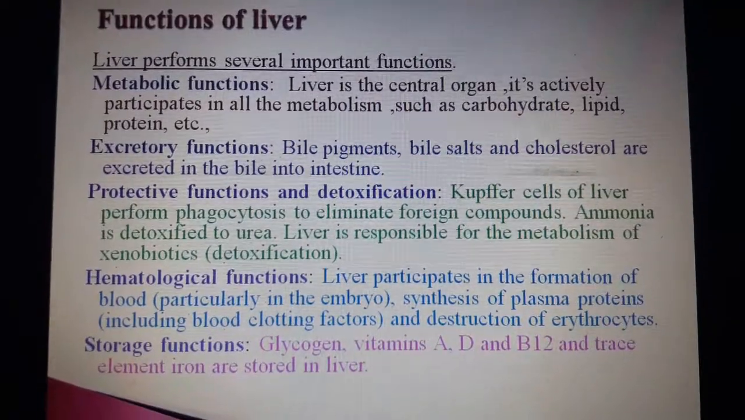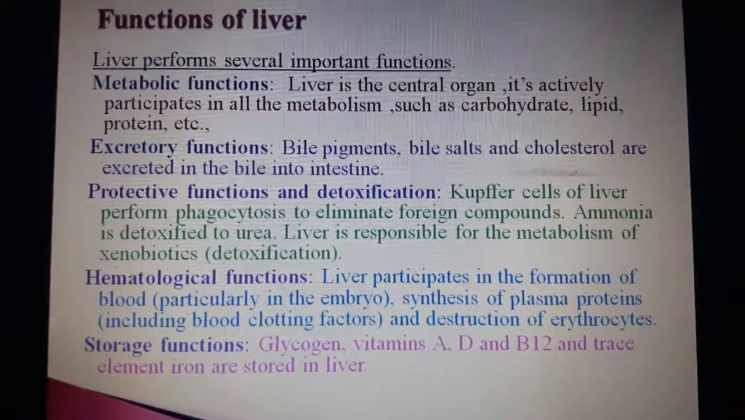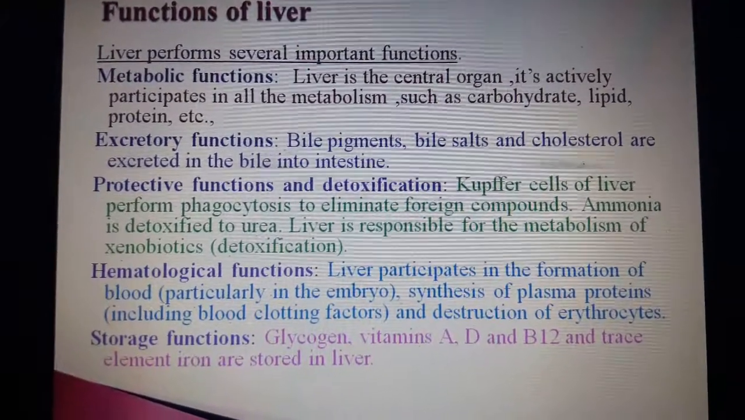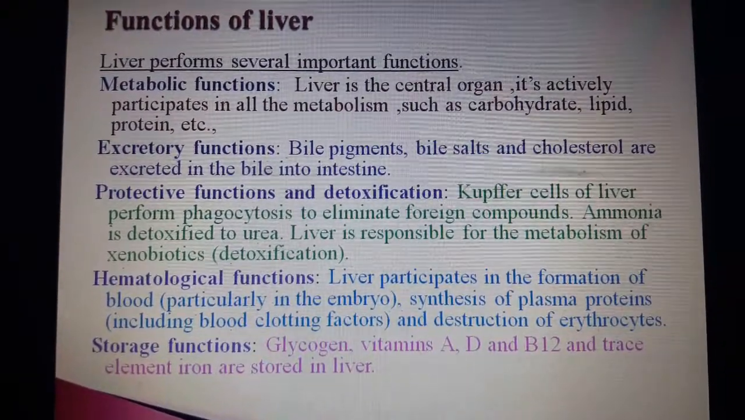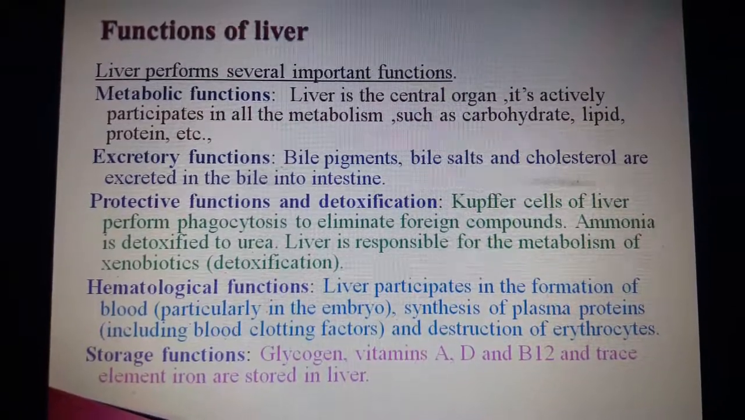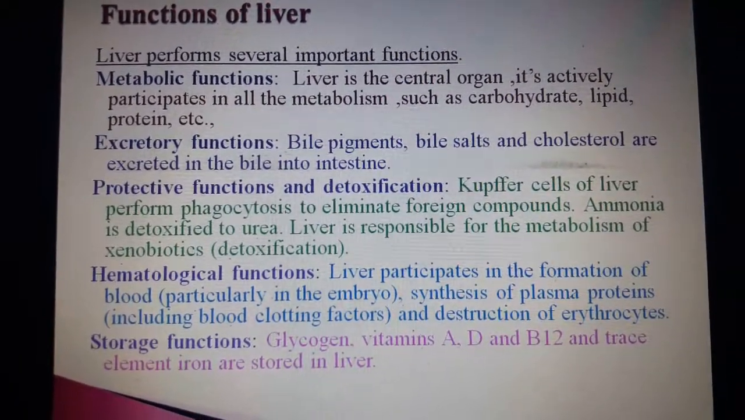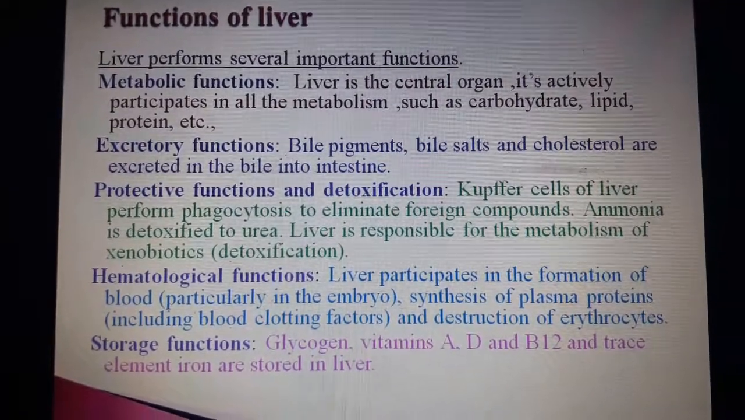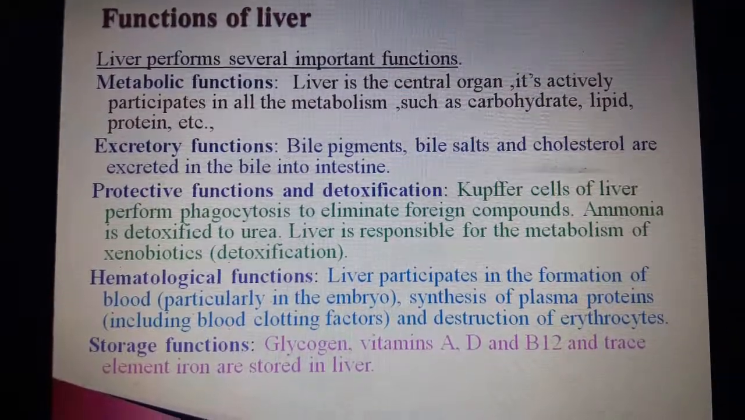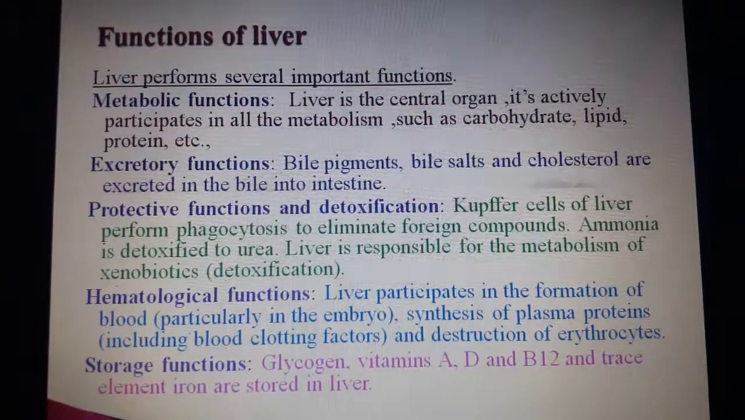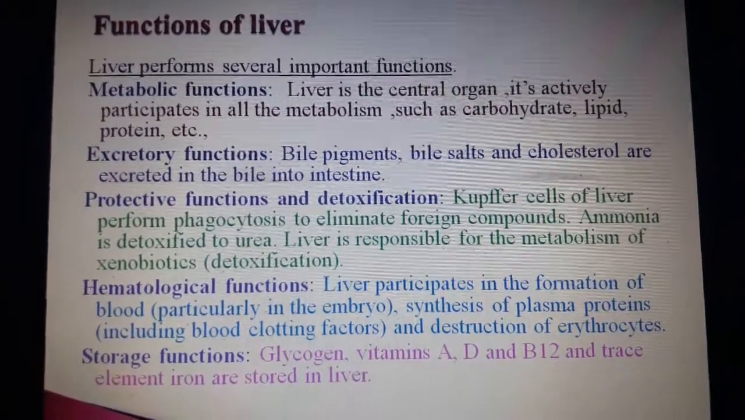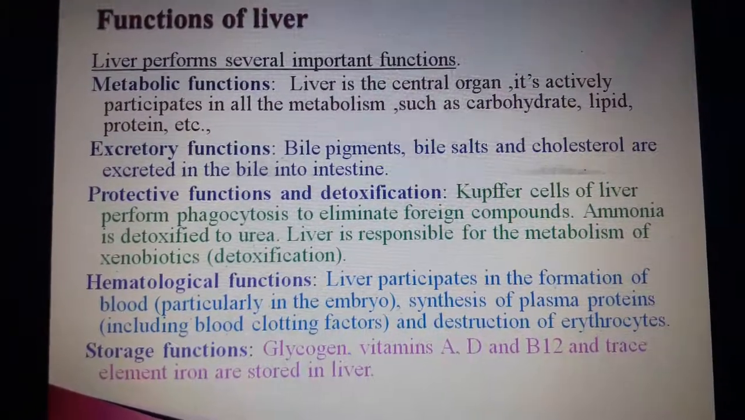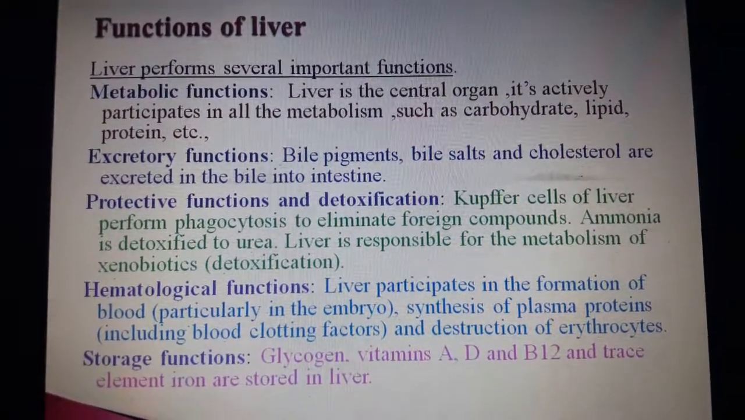Then second important function is excretory function. That is, bile pigments, bile salt and cholesterol are excreted in the bile into intestine. Then protective function and detoxification. Kupffer cells of liver perform phagocytosis to eliminate foreign compounds. Then ammonia is the best example. It detoxifies to urea. So liver is responsible for the metabolism of xenobiotics.